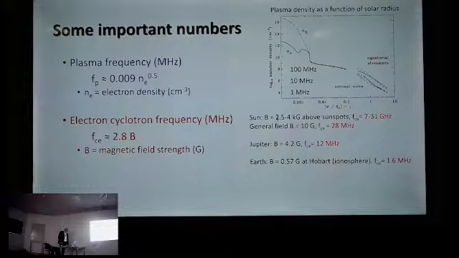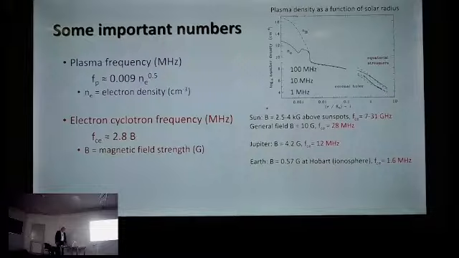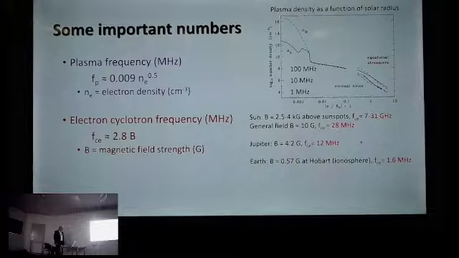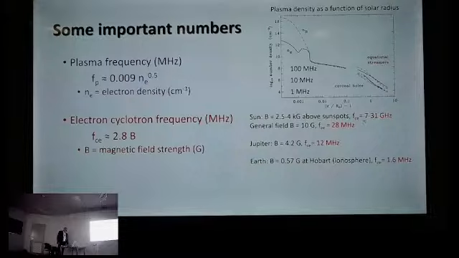To give you some idea of some numbers there, above sunspots, the solar magnetic field is quite strong. This is 2.5 to 4 kilogauss, so thousands of gauss. Very high frequencies are emitted from this cyclotron emission. More generally, the solar field is much weaker, and frequencies around 28 megahertz are seen. So when you're seeing emissions of these frequencies, you're able to determine something about the magnetic field strength in these regions.